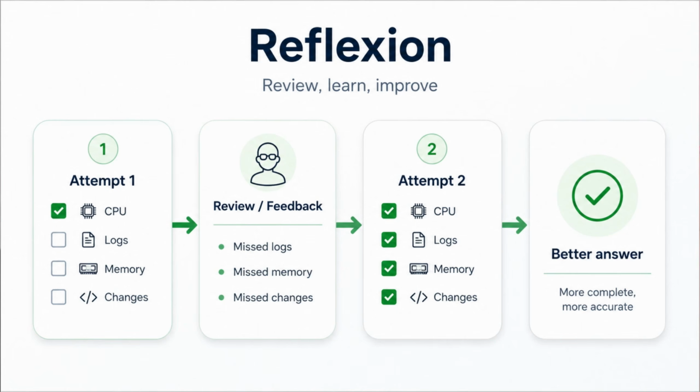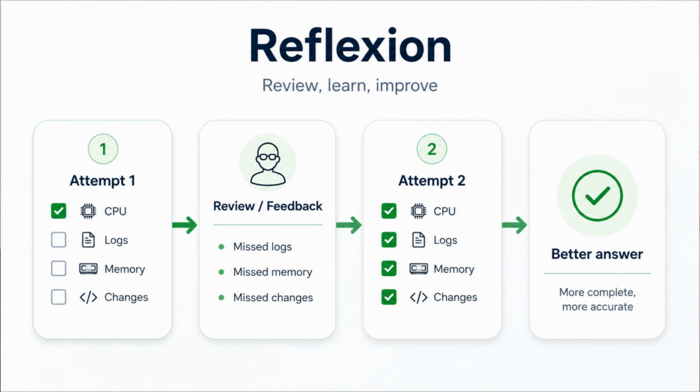Now, reflection is another pattern where the system reviews a previous attempt and improves the next attempt. A simple way to understand it is learning from mistakes during the task. For example, imagine a senior engineer reviewing a junior engineer's troubleshooting steps. The first attempt may only check CPU. The senior engineer may say, "You checked CPU, but you missed memory, application log, and recent deployment changes." The next attempt becomes better because it uses the feedback.